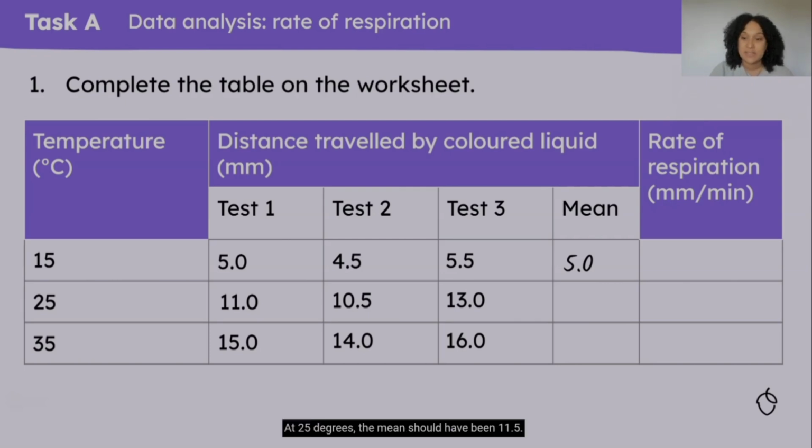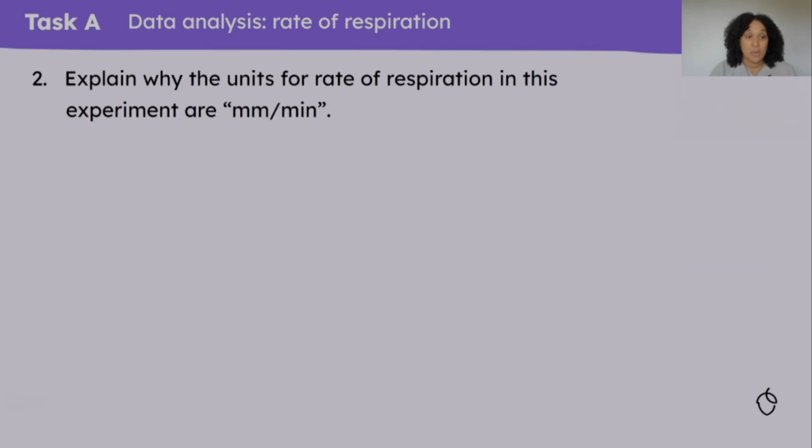At 25 degrees, the mean should have been 11.5. And at 35 degrees, the mean should have been 15.0. So our rate of respiration column should say 15 degrees should be 1.0, 25 degrees 2.3, and 35 degrees 3.0. Right. Question 2. Explain why the units for rate of respiration in this experiment are millimeters per minute.